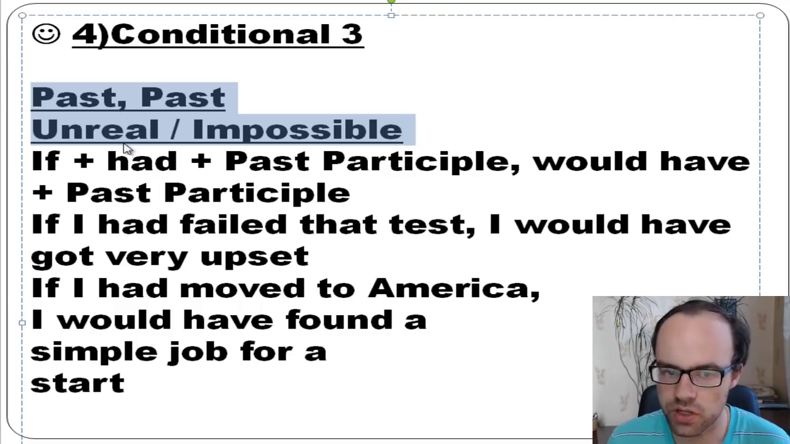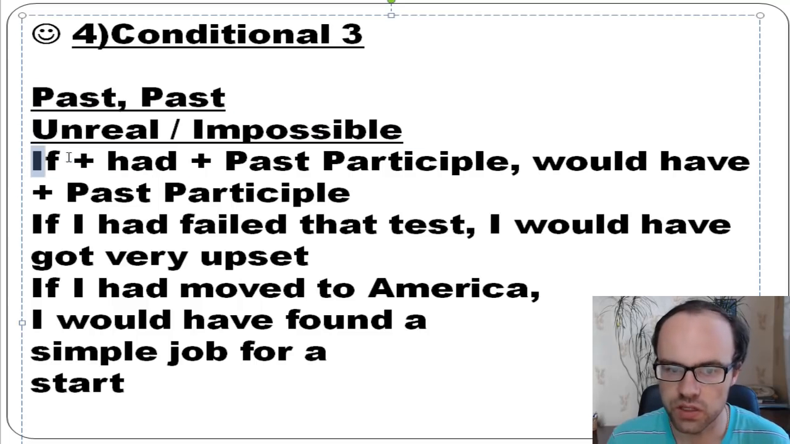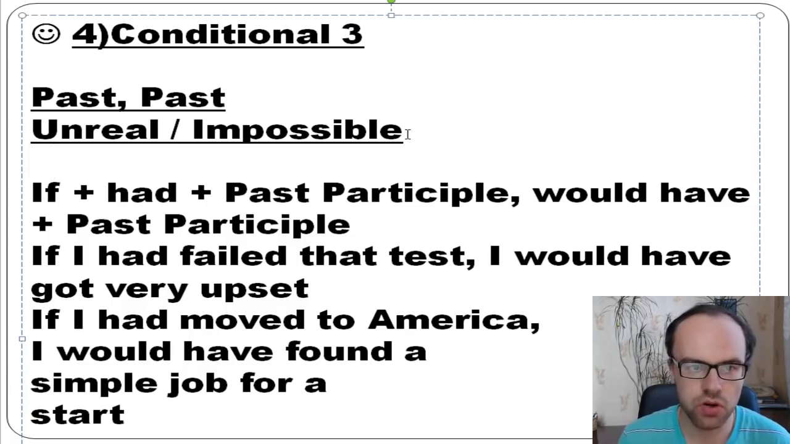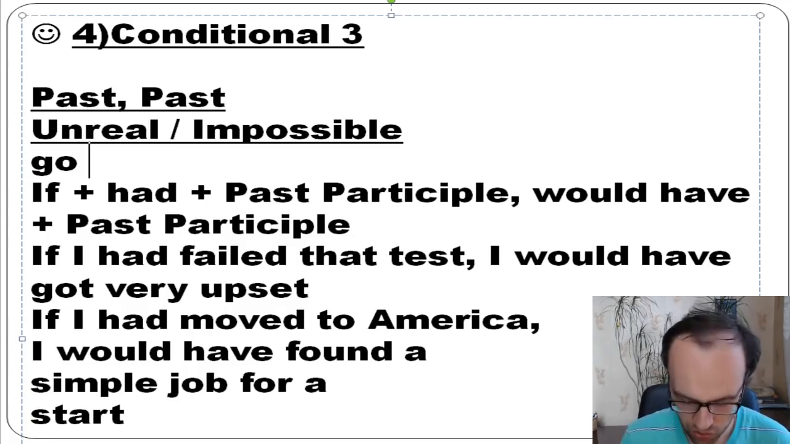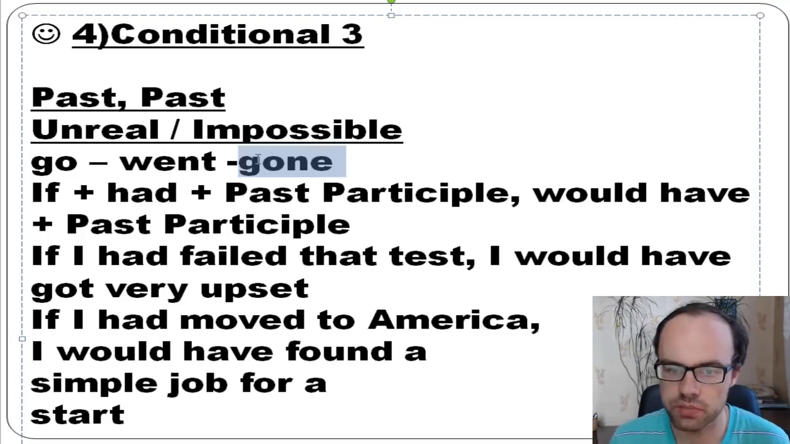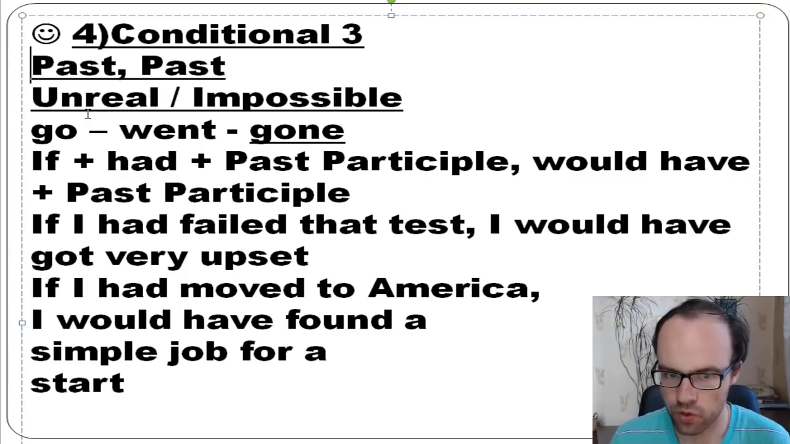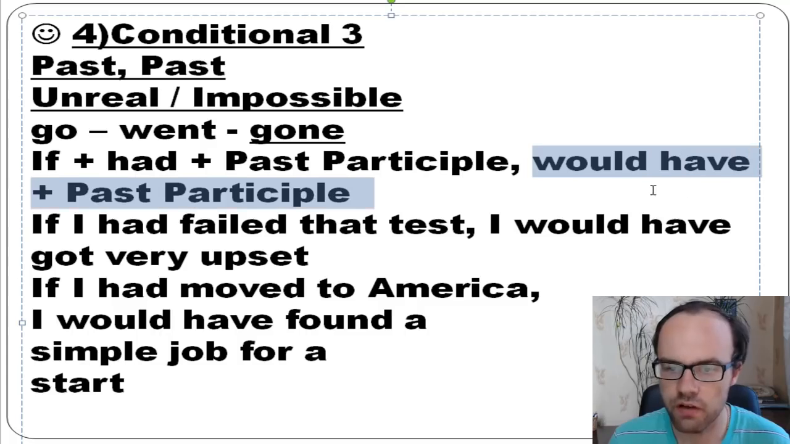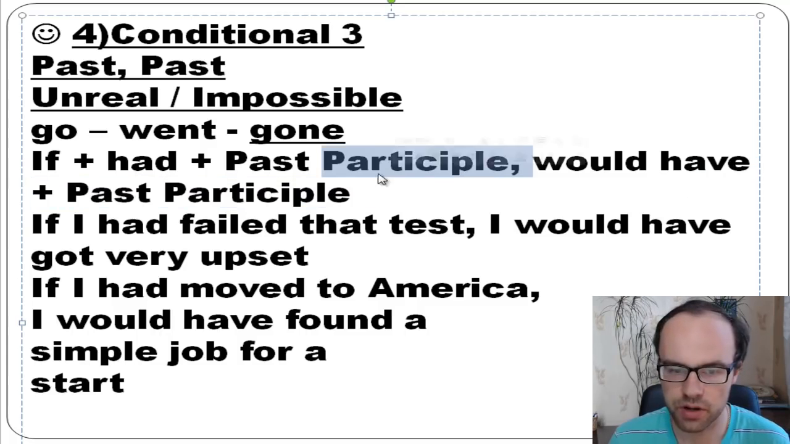And how do we form it? Look, if plus had plus past participle, or the third form. So what is past participle? Look, for example, go, went, gone, okay? So gone is past participle, or we also call it the third form, okay? So if plus had plus past participle, yeah, we see it in one part, and would have plus past participle in the second part, okay?